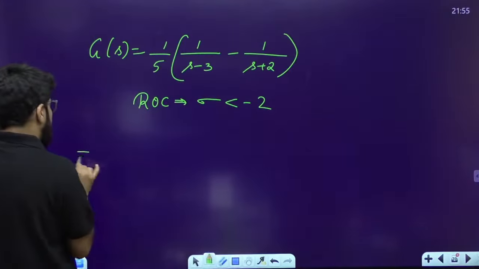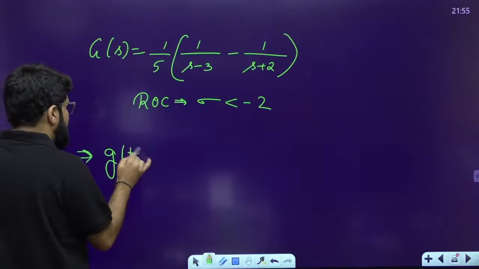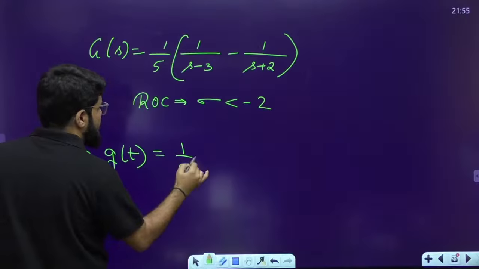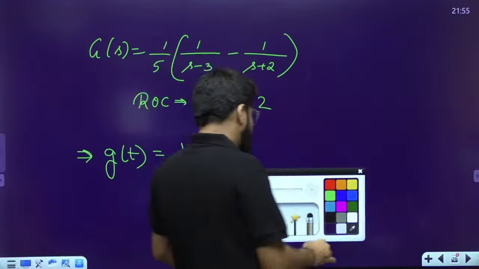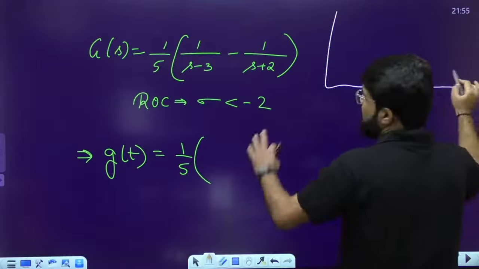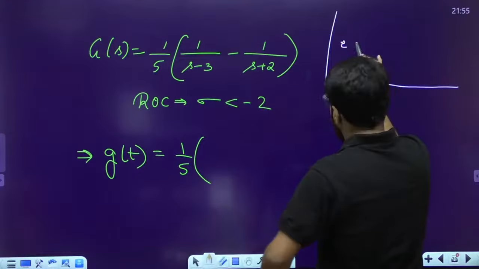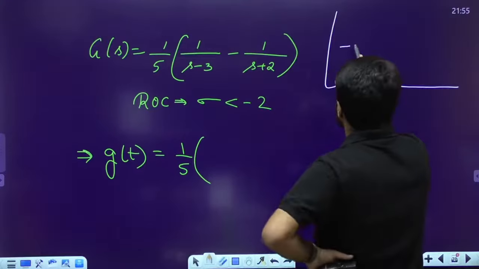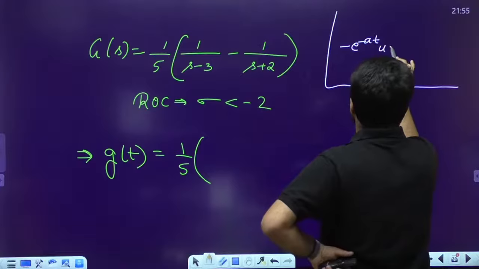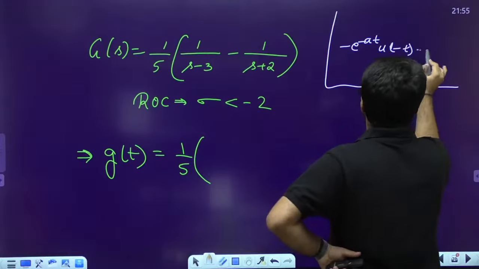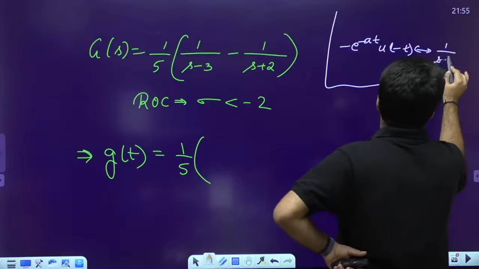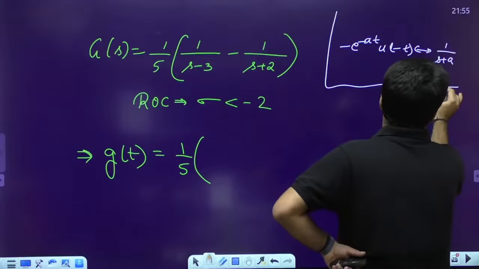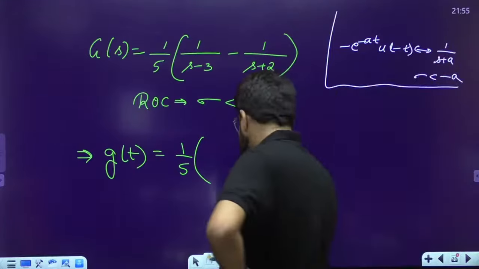So what is the formula I will apply? What is g(t), the impulse response? 1 by 5, right? What is the formula you are going to apply here? Sigma less than -a, right? The formula is minus e power minus at u of minus t, a left-sided signal. This has the Laplace transform 1 upon s plus a with the ROC sigma less than -a.